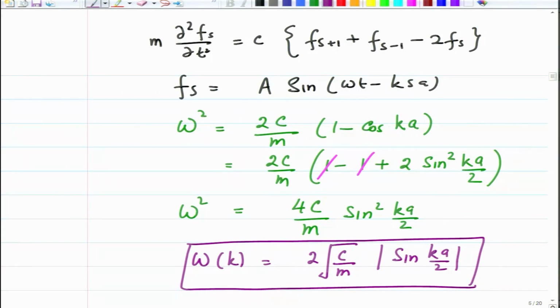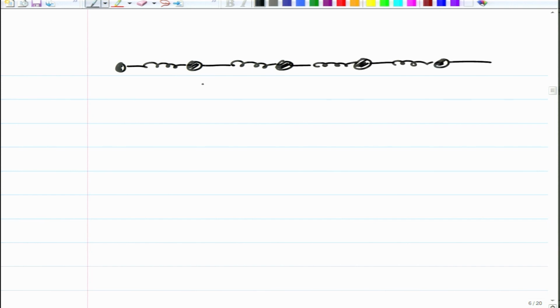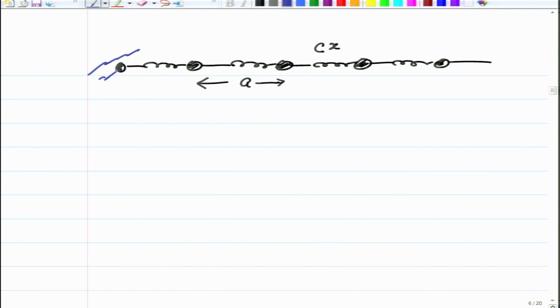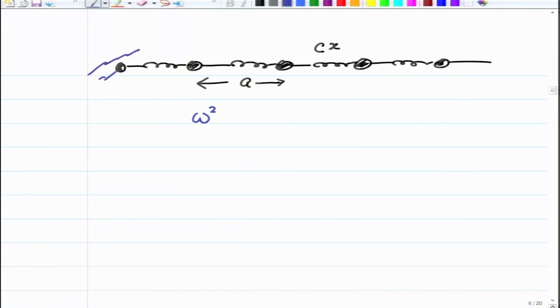So, what have we learnt? Let us understand that. What we have learnt is that given a one dimensional chain, an infinitely long chain of atoms which are at a distance a from each other and interact with each other through a force proportional to the elongation of the spring, C x, then if I disturb one of the atoms, if I give it a push, if I do it properly, I can have harmonic waves traveling here with frequency omega related to k as 2 square root of C over m modulus of sine k A by 2, because omega is positive. Let me again put it in a box.